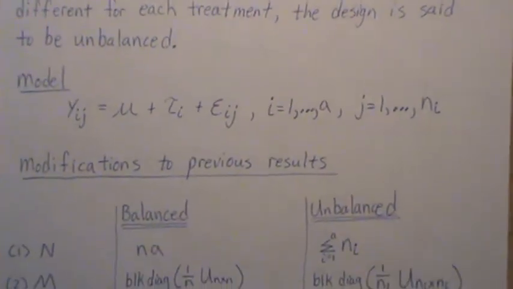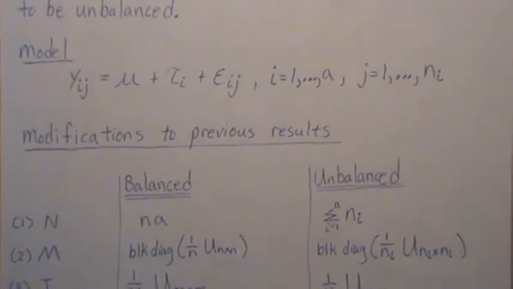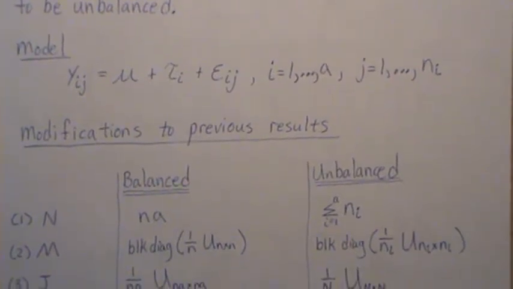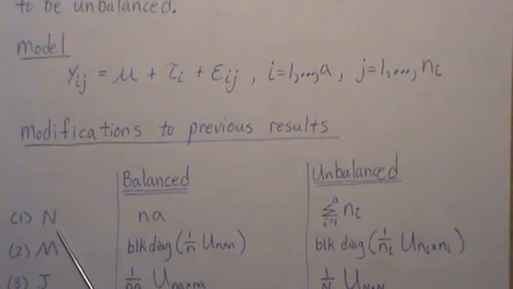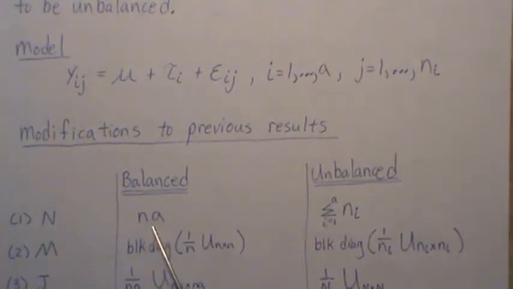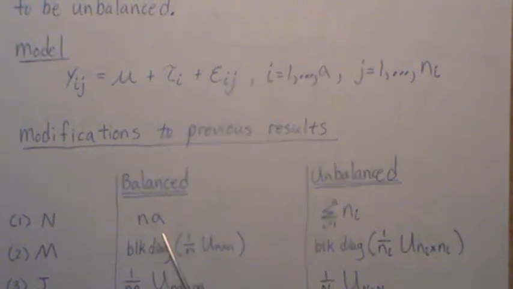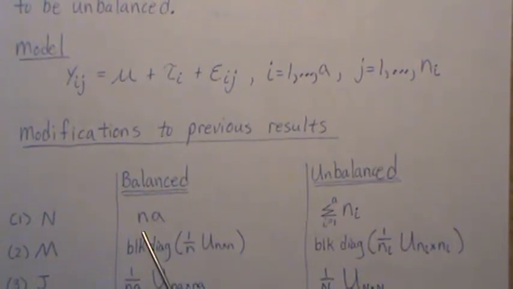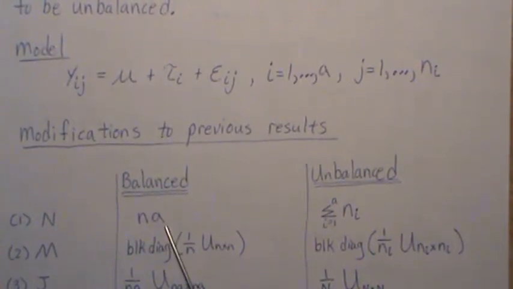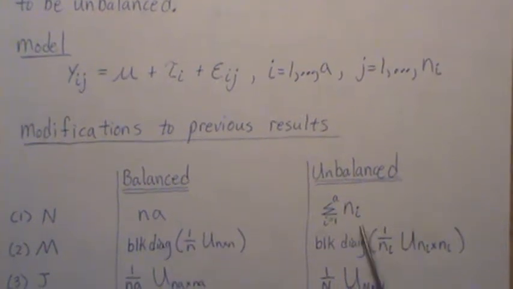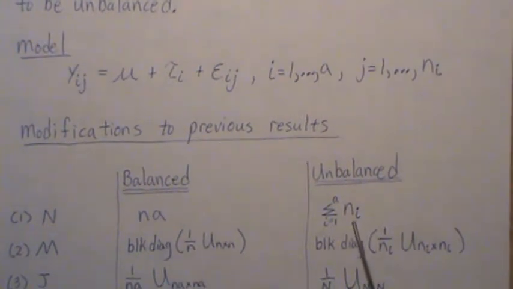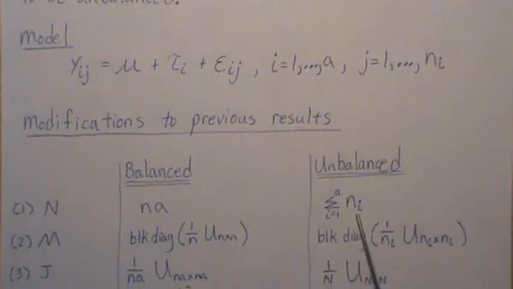Now, modifications, and we'll go through these relatively quickly. So capital N generally represents the overall sample size. In the balanced case, it's N times A, because the A groups all have N observations, so this is the total sample size. In the unbalanced case, we have to add the sample sizes for each treatment group.